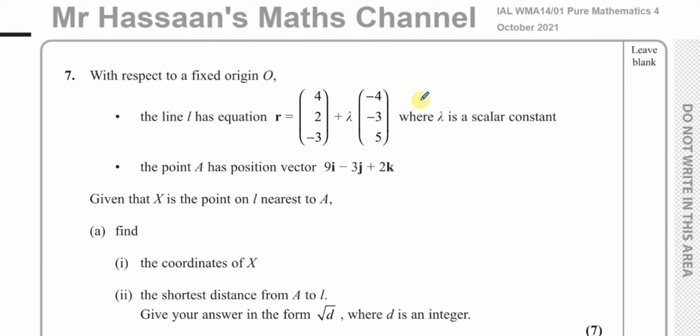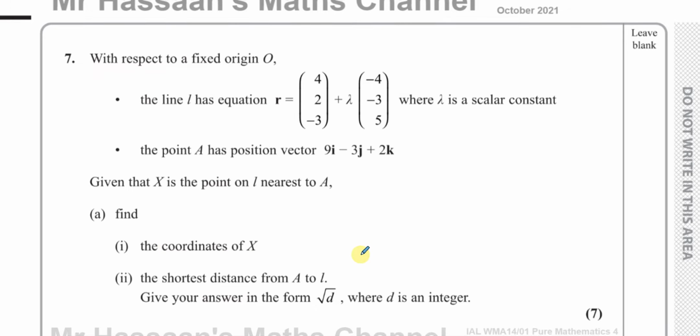And this question here is about vectors. It says, with respect to a fixed origin O, the line L has equation r equals (4, 2, -3) plus lambda (-4, -3, 5), where lambda is a scalar constant. And the point A has position vector 9i minus 3j plus 2k. Given that X is a point on the line L nearest to A, find the coordinates of X and the shortest distance from A to L. Give your answer in the form root d, where d is an integer.